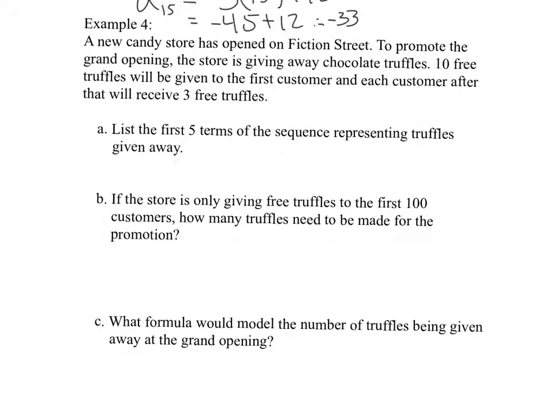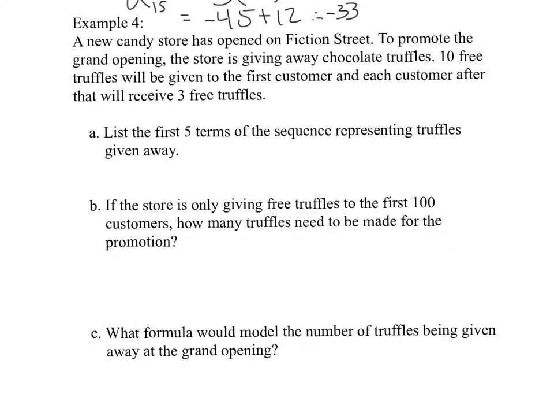So here we have 10 are given to the first customer. So this 10 is going to be A sub 1. And then every customer after that receives 3. So 3 is going to be D. Okay, so list the first 5 terms of the sequence representing truffles given away. So if our first term is a sub 1, that's 10. And then we're adding 3 each time, because that's what that D says. We're adding 3 each time.